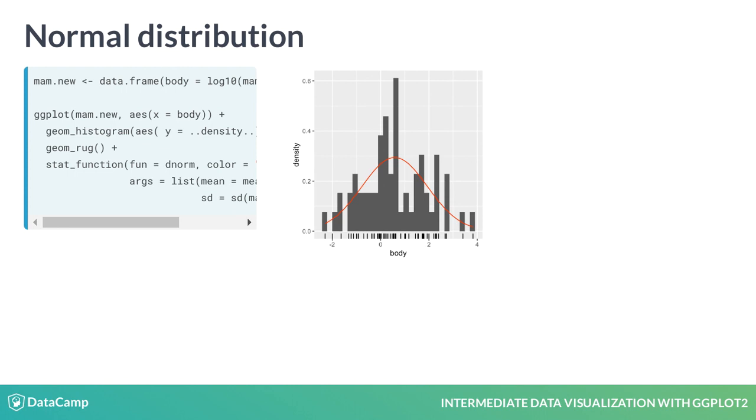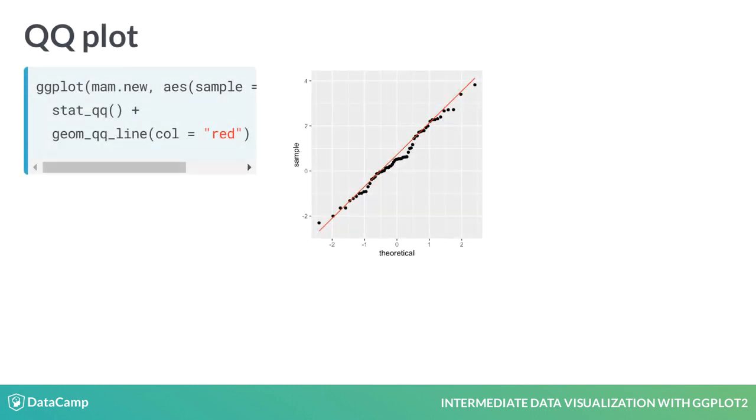Notice that we have another geom here, geom_rug, which has those little tick marks on the bottom of the plot. This is a handy way of seeing the actual values in combination with a summary distribution. An empirical density plot would be a nice alternative to the histogram, but we'll get to that in the next course. QQ plots also allow us to compare our data to a distribution.